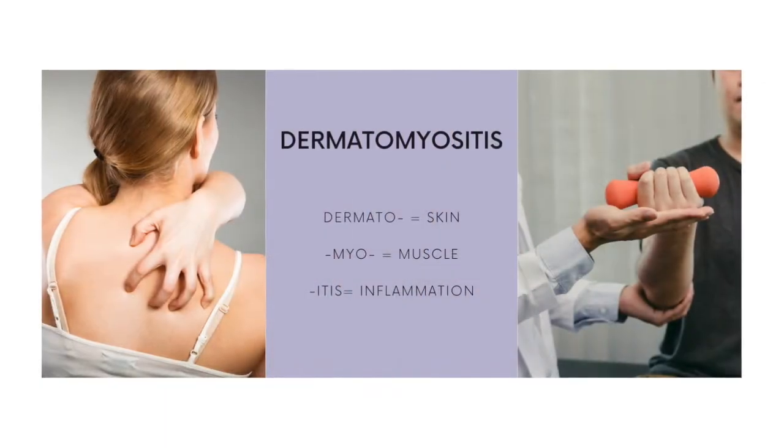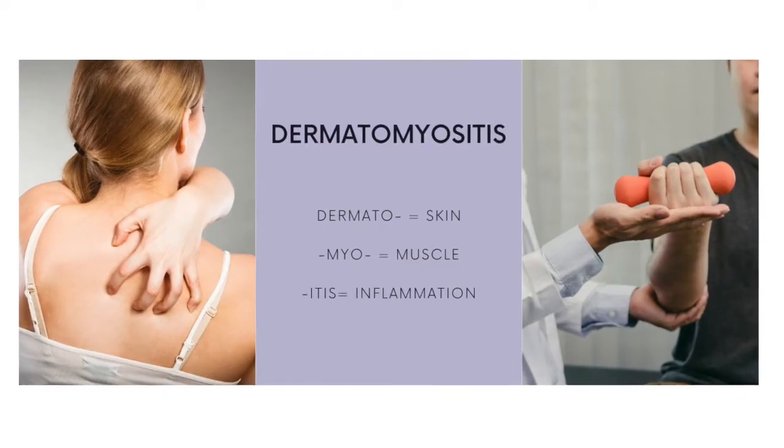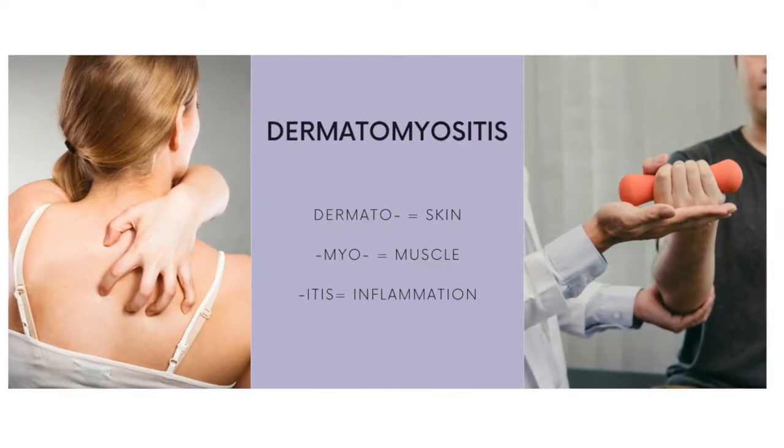Okay, so what is dermatomyositis? Well, I always like to break up the word because it's right there in the word. Dermato: derm, skin, and myo, muscle, itis, inflammation. So it's a systemic autoimmune condition that affects the skin and the muscles. And autoimmune leads to inflammation. So with this condition, you see inflammation in the skin as well as in the muscles.